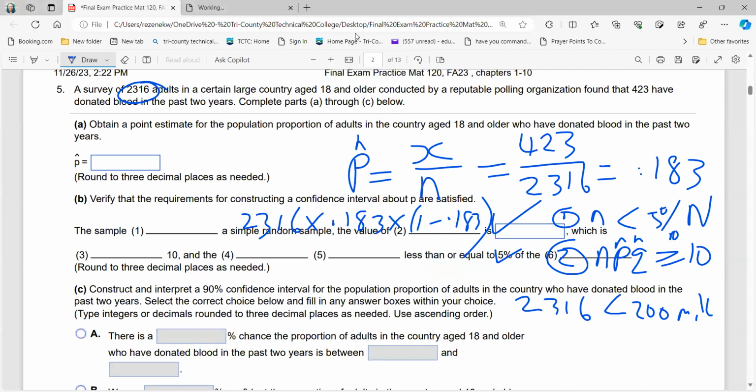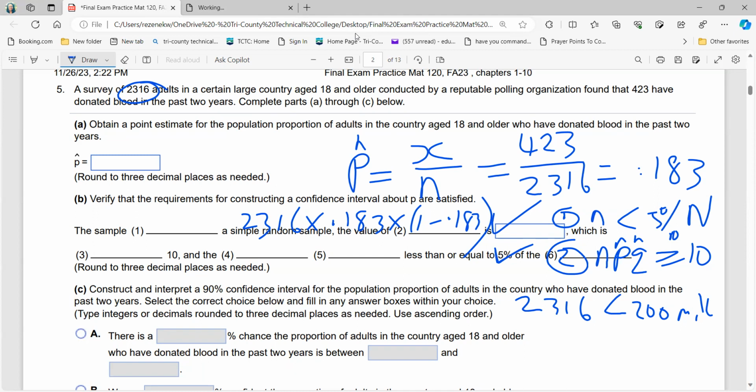So the two conditions are satisfied. The variance is greater than 10, and the sample size is less than 5% of the population. So I am allowed to do inference on this proportion. Condition number 1 is satisfied. Condition number 2 is satisfied. So you can construct and interpret a 90% confidence interval. Let's go ahead and construct a 90% confidence interval of the population proportion of adults in the country who have donated blood in the past 2 years.